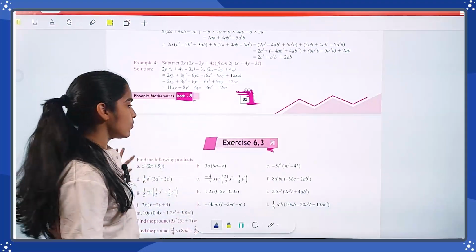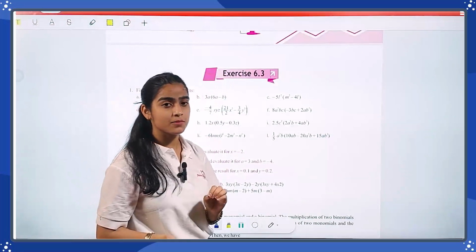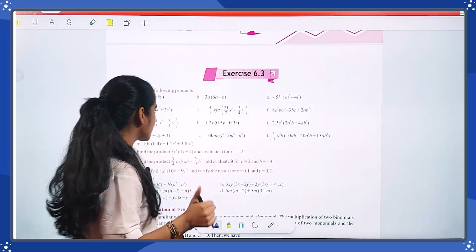And now we move forward to our next exercise, which is 6.3. So guys, are you excited now? So students, let's get started.